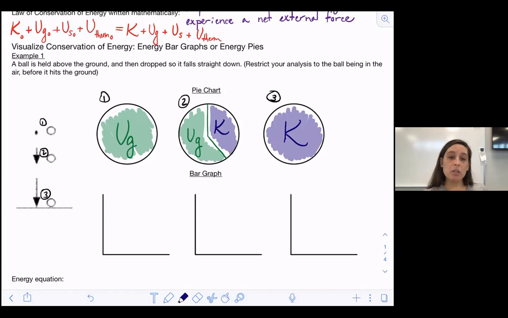And so pie charts are really useful for visualizing how the energy is changing throughout a particular motion, right? We started with all gravitational. That gravitational then became less as our kinetic energy increased until by the end of the motion, we had nothing but kinetic energy.